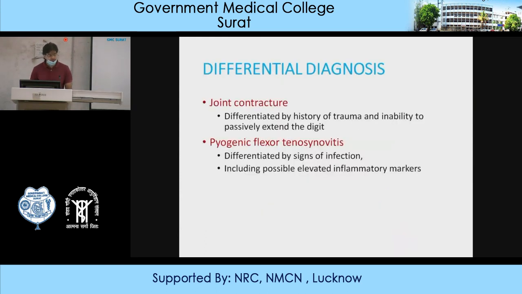Then what are the differential diagnoses of trigger finger? It could be a joint contracture, which is differentiated by the history of trauma and inability to passively extend the digit. The second is pyogenic flexor tenosynovitis, which is differentiated by signs of infection. That could be a fever, elevated inflammatory markers, or a raised total leukocyte count.